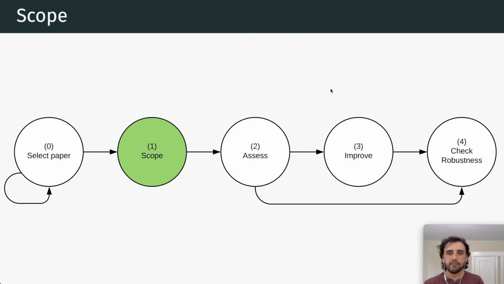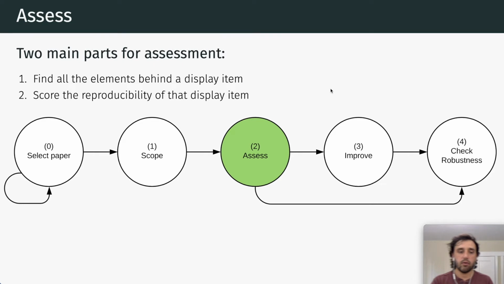Once they have identified a paper, the exercise is to scope the exercise. So identify how many scientific claims the paper has, how many of those scientific claims the reproducer is going to tackle, and other characteristics of the paper. Then reproducers will move into the assessment part, where there will be 2 main components, and here I will take a little bit longer because I think it's the key part of the exercise.